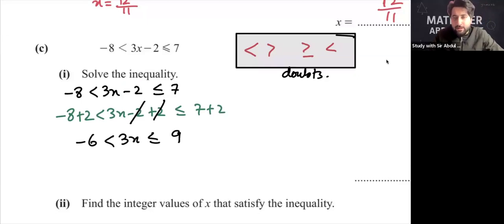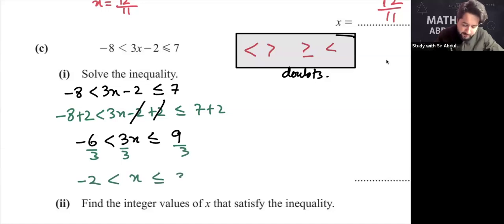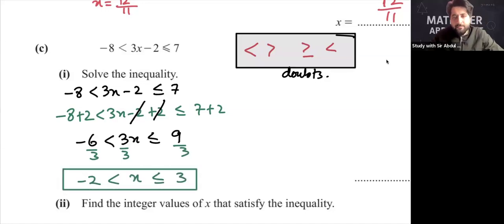Now x is attached with 3, so I can divide everything by 3: division by 3, division by 3, division by 3. That gives negative 2 less than x less than or equal to 3. So guys, this is my final answer.